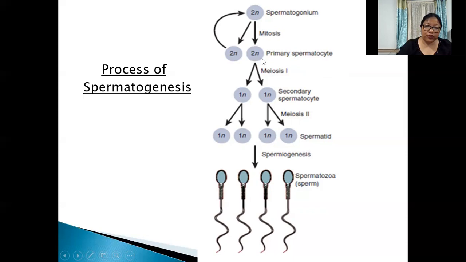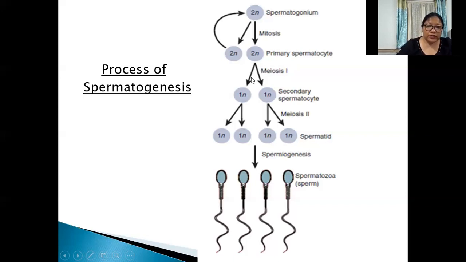That is, the number of chromosomes remains the same because it underwent mitosis. Now, after the primary spermatocytes are formed, they will undergo meiosis. Meiosis is of two types, meiosis 1 and meiosis 2. In the beginning, it will undergo meiosis 1. And what is meiosis? Meiosis is nothing but a reductional division. That means in this case, the number of chromosomes of the spermatogonia will be reduced to half.